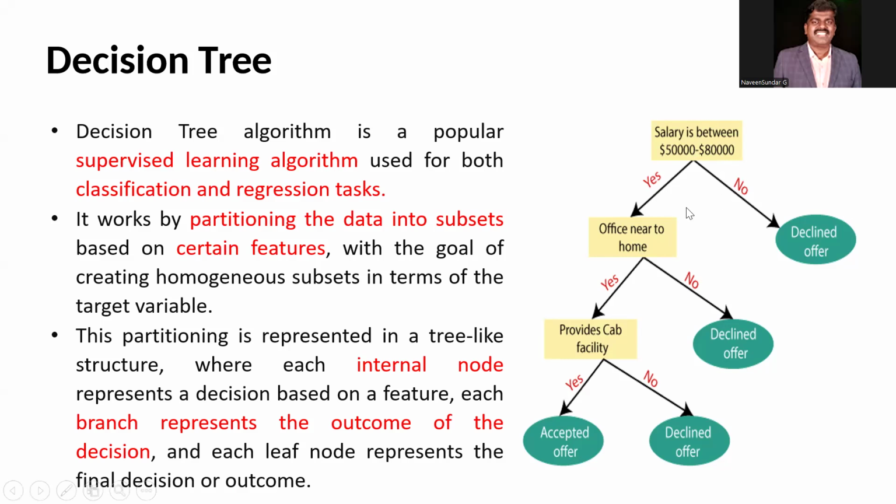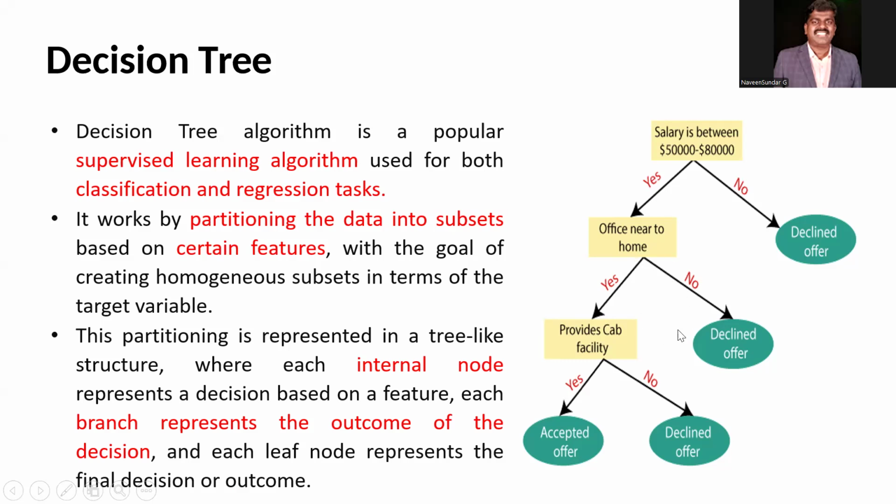That's why we form such trees and train the tree based upon the values. What we call a leaf node is where we cannot do further classification. So that is how we do it: partitioning the data into subsets based on certain features. That is the feature we are talking about in this particular example, and the partitioning is represented in a tree-like structure.